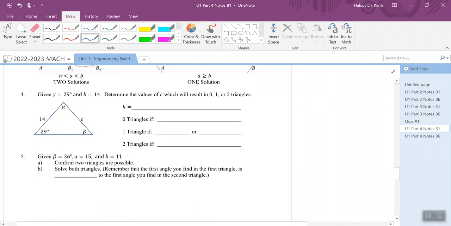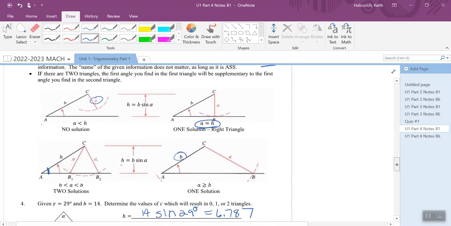So here you're given a situation. It says gamma is equal to 29, so you would put gamma here in the lower left corner, and b is equal to 14. So b is going to be the other one, because side C would be opposite gamma. So how do you find the height? Well, you find the height by taking 14 times sine 29, which is 6.787.